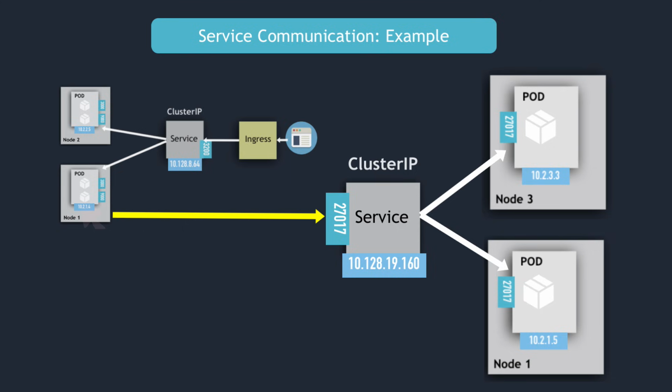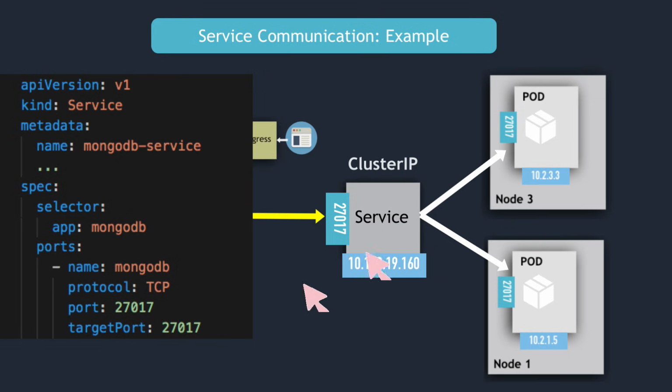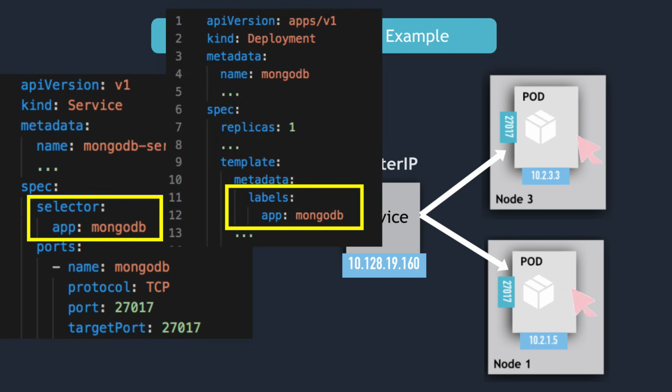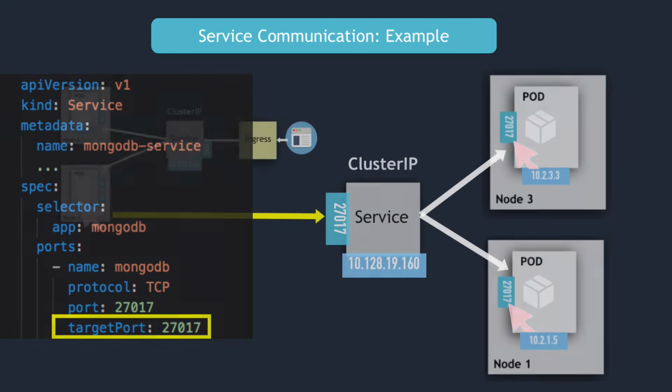So the request will come from one of the pods that gets the request from the service to the MongoDB service at this IP address and the port that the service has open. And the service will again select one of those pod replicas and forward that request to the selected pod at the target port defined here. And this is the port where the MongoDB application inside the pod is listening.